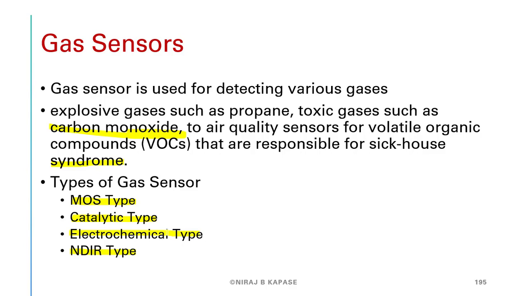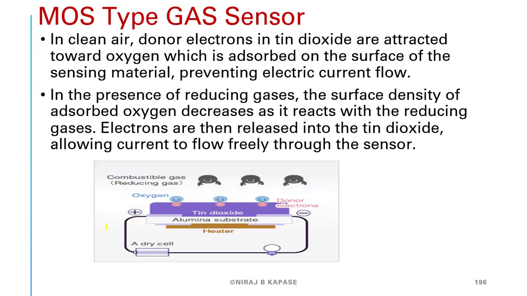So we'll see the first, the MOS type gas sensor. So what is there in the MOS type gas sensor? Here, in the MOS type of gas sensor, in clean air, the donor electrons in tin dioxide are attracted towards the oxygen, which is absorbed on the surface of the sensing material, preventing electric current flow. In the presence of reducing gases, the surface density of absorbed oxygen decreases as they react with the reducing gases. The electrons are released into the tin dioxide, and this allows the current to flow freely through the sensor.